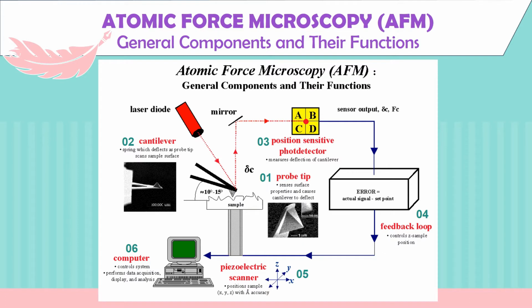I am Farisha and I will proceed with the general components and their functions. First is the probe tip, which senses surface properties and causes the cantilever to deflect. The second one is the cantilever, a spring which deflects as the probe tip scans the sample surface. Position sensitive photodetector, which measures deflection of the cantilever. Feedback loop controls the sample position. Piezoelectric scanner, which positions the sample in XYZ with accuracy. And the last one is the computer, whose function is as control system and performs data acquisition, display, and analysis.